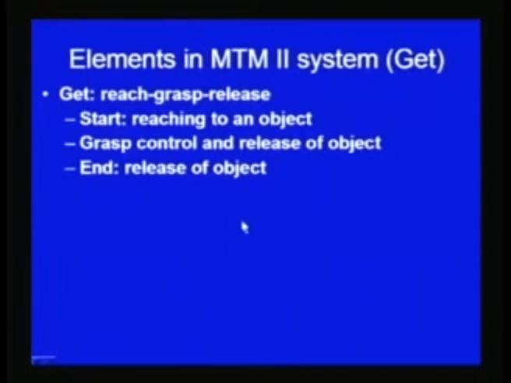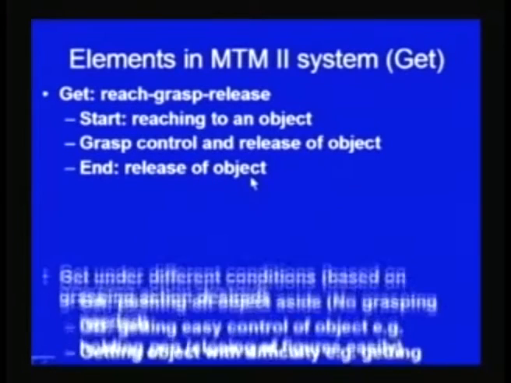Here we will go in detail how to divide and analyze the job into the basic motions. The get involves the reach, grasp and release. The get means reaching of the hand from one position towards the object, grasping the object and releasing it. So, get starts with reaching to an object, grasping it to get control, and release of the object, and get ends with the release of the object.